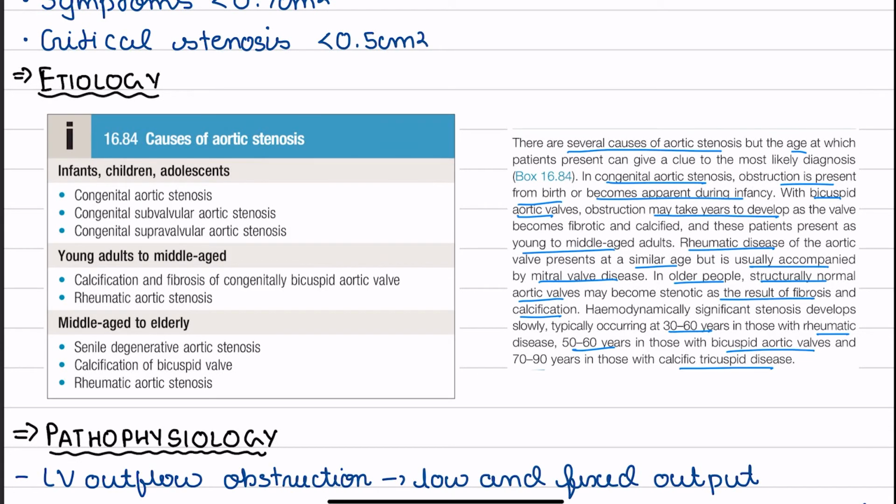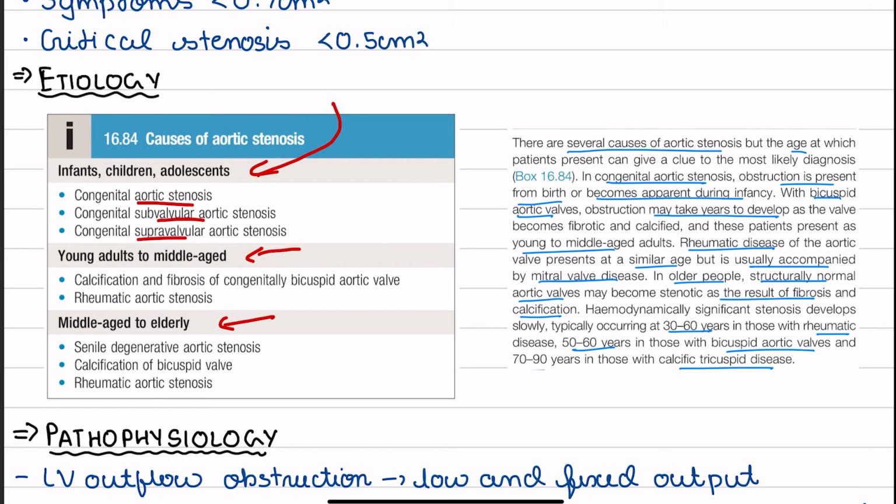Congenital stenosis is usually seen in infants, children and adolescents, because the symptoms are apparent from birth or childhood itself. The other causes may occur in young adults to middle-aged, or in middle-aged to elderly. Congenital aortic stenosis usually occurs due to some developmental deformity, and may be valvular, subvalvular or supravalvular. That basically means above or below the valve, this stenosis may occur.